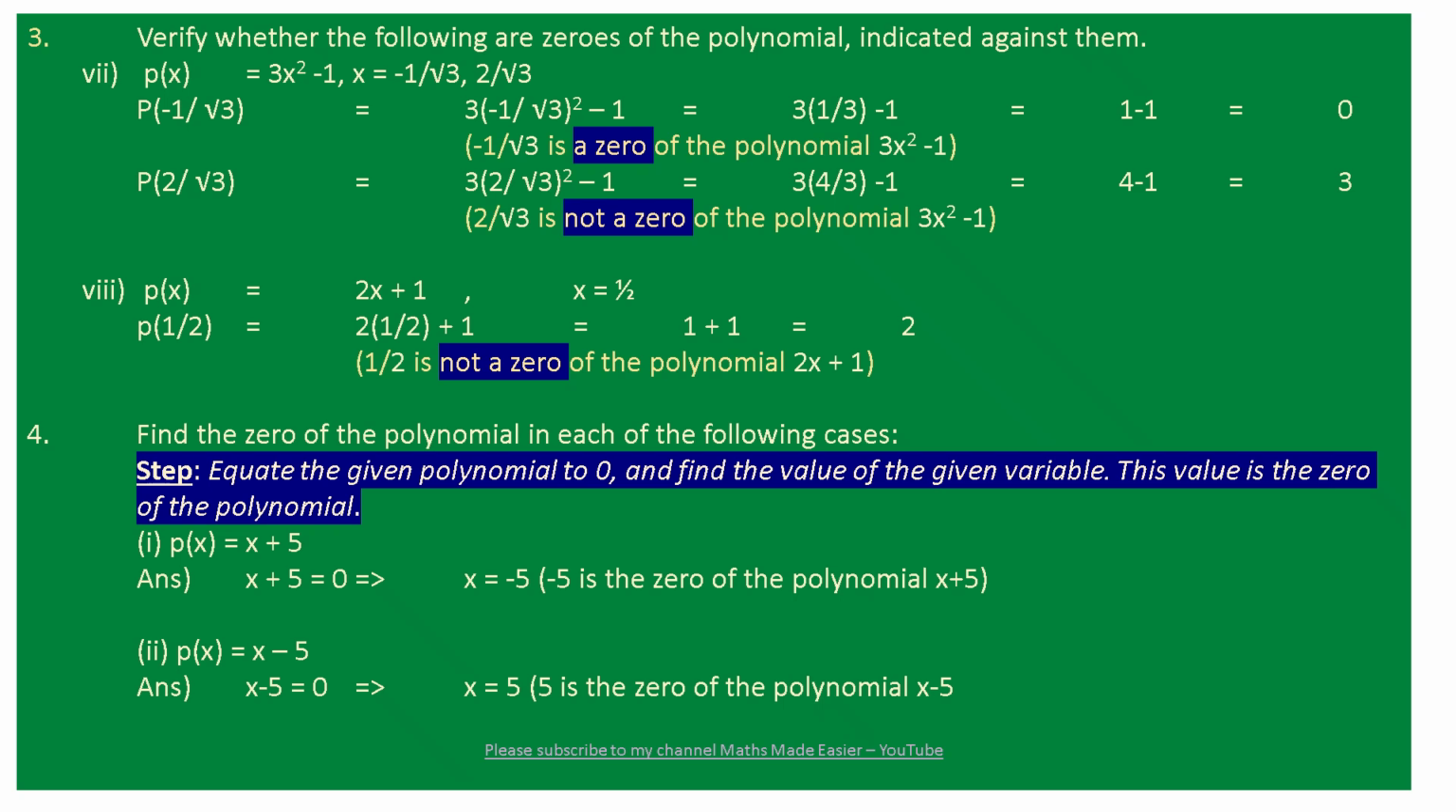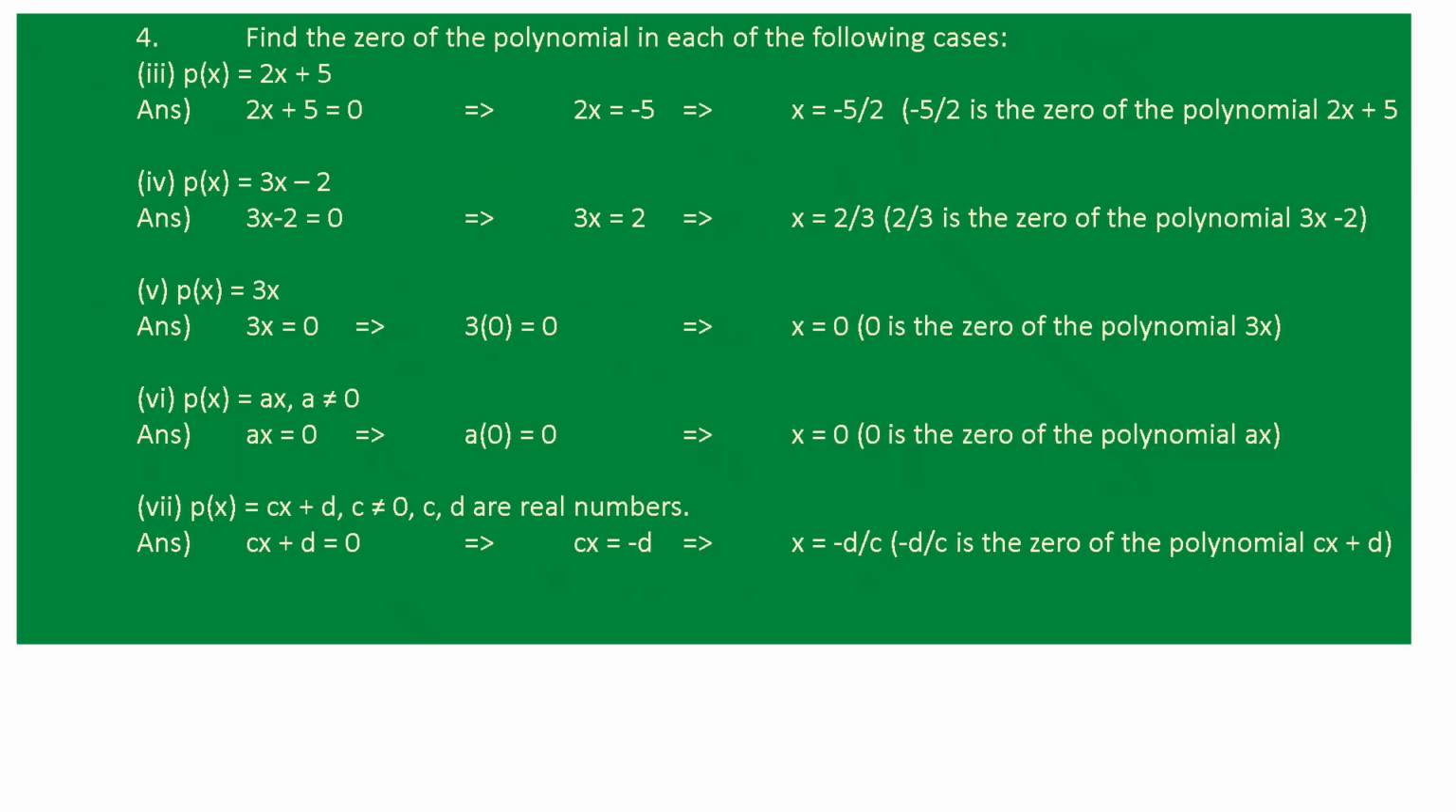So we can very well understand looking at the different sums. For x plus 5, minus 5 is the 0 of the polynomial. When the polynomial is x minus 5, the value 5 is the 0 of the polynomial. These are the different sums, how you can find the 0 of the polynomial. How do we find the 0 of the polynomial? Just equate the polynomial to 0 and evaluate the value of the variable given in the polynomial.